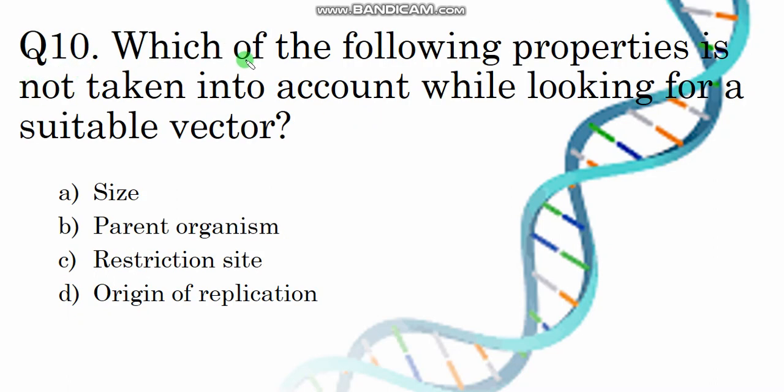Coming to question number 10, which of the following properties is not taken into account while looking for a suitable vector? Option A, size; option B, parent organism; option C, restriction site; option D, origin of replication. So here, what is not taken into account is the parent organism. While looking for a suitable vector, we will go for the size, how much foreign DNA it can hold, and whether it has restriction sites suitable for the foreign DNA. We will see whether there is an origin of replication, and whether there is any antibiotic resistance. So here the correct answer is parent organism.